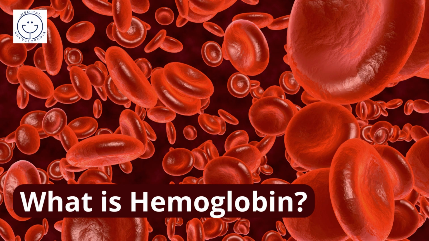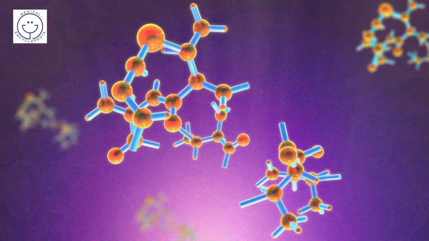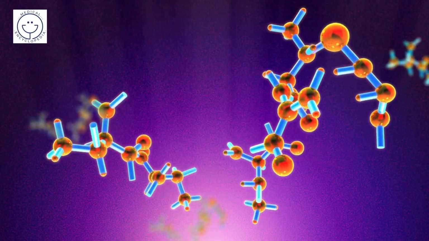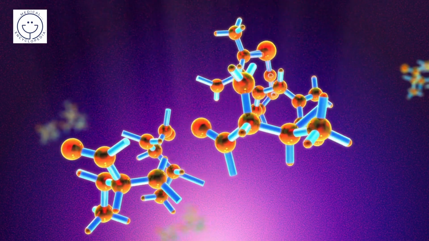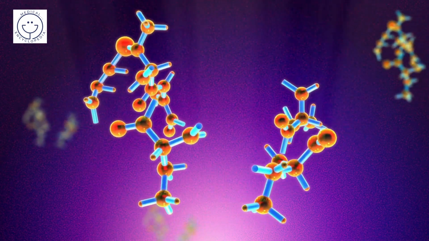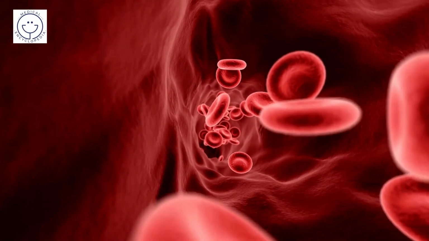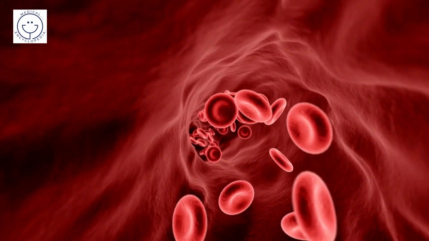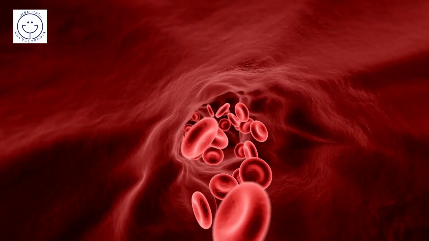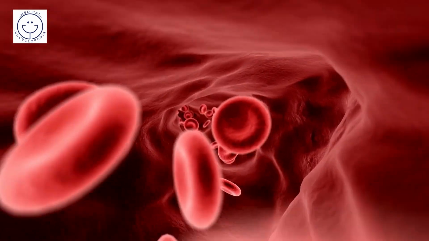What is hemoglobin? Hemoglobin is a compound protein found in red blood cells and is made up of 4 globulin proteins linked together, each with an iron ion at its center. It is that iron ion that allows hemoglobin to bind to oxygen and transport it through the body.